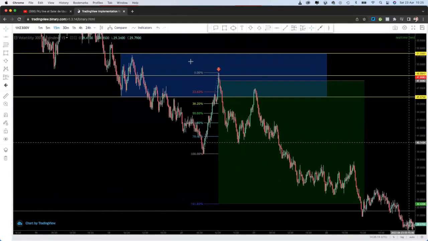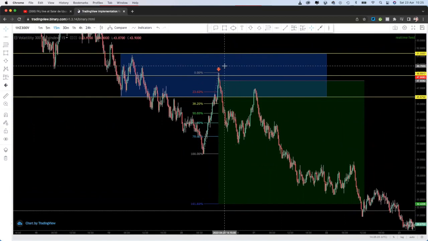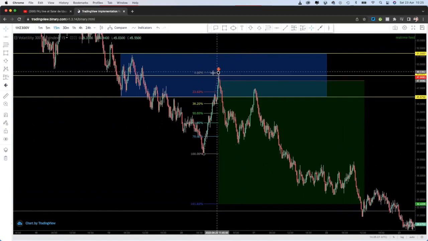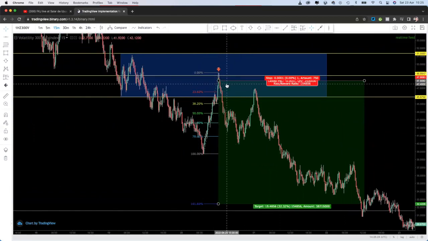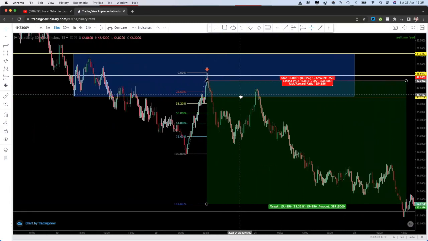Look at this. Zero drawdown, no drawdown at all. As soon as you enter, especially on the 50% level of your order block, there's usually no drawdown. That's the first entry that I'm going to teach you guys, and I'll teach you the other entries in another video. Okay guys, so pretty simple.